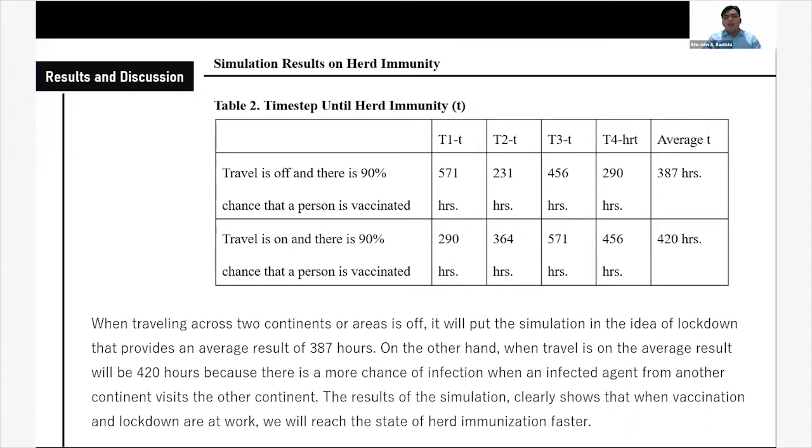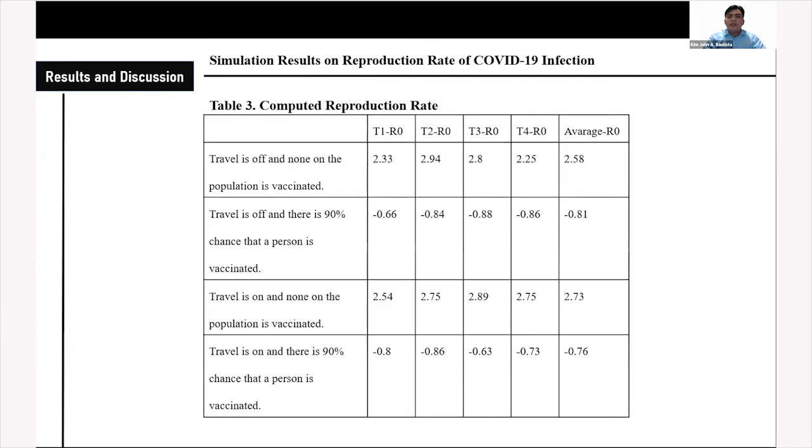When traveling across two continents or areas is off, it will put the simulation in the idea of lockdown, which provides an average result of 387 hours. On the other hand, when travel is on, the average result will be 420 hours because there is more chance of infection when an infected agent from another continent or area visits the other continent. The results of the simulation clearly show that when vaccination and lockdown are at work, we will reach the state of herd immunization faster.